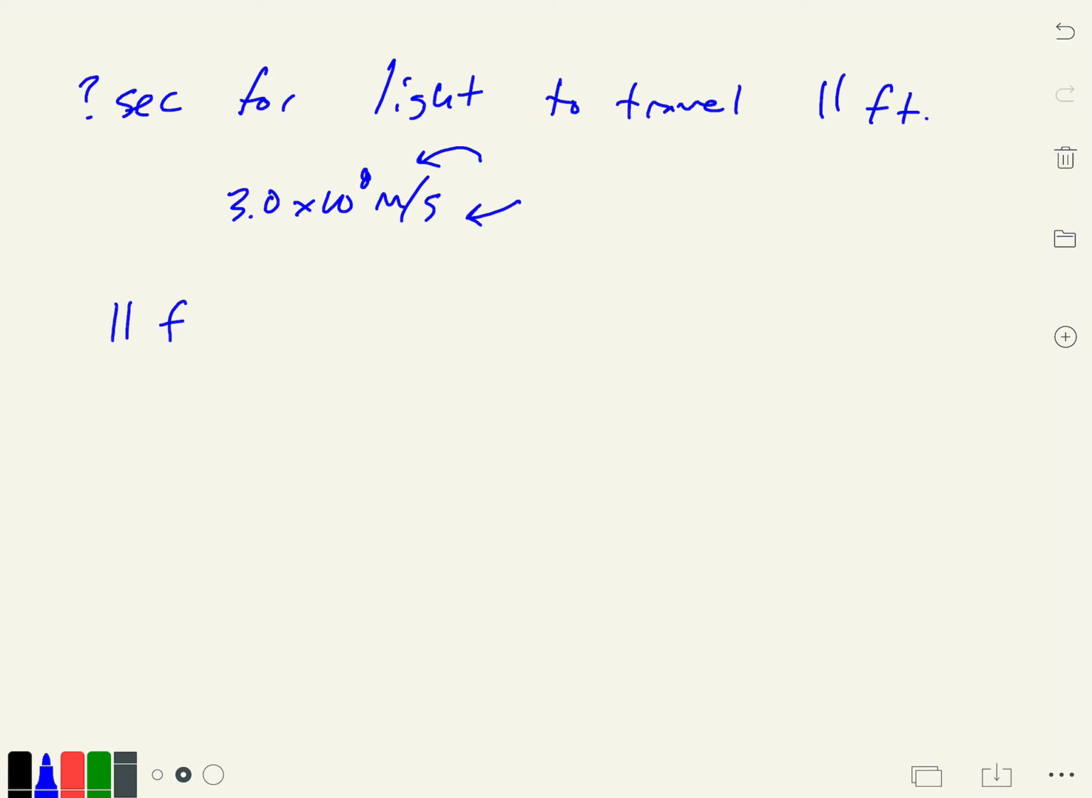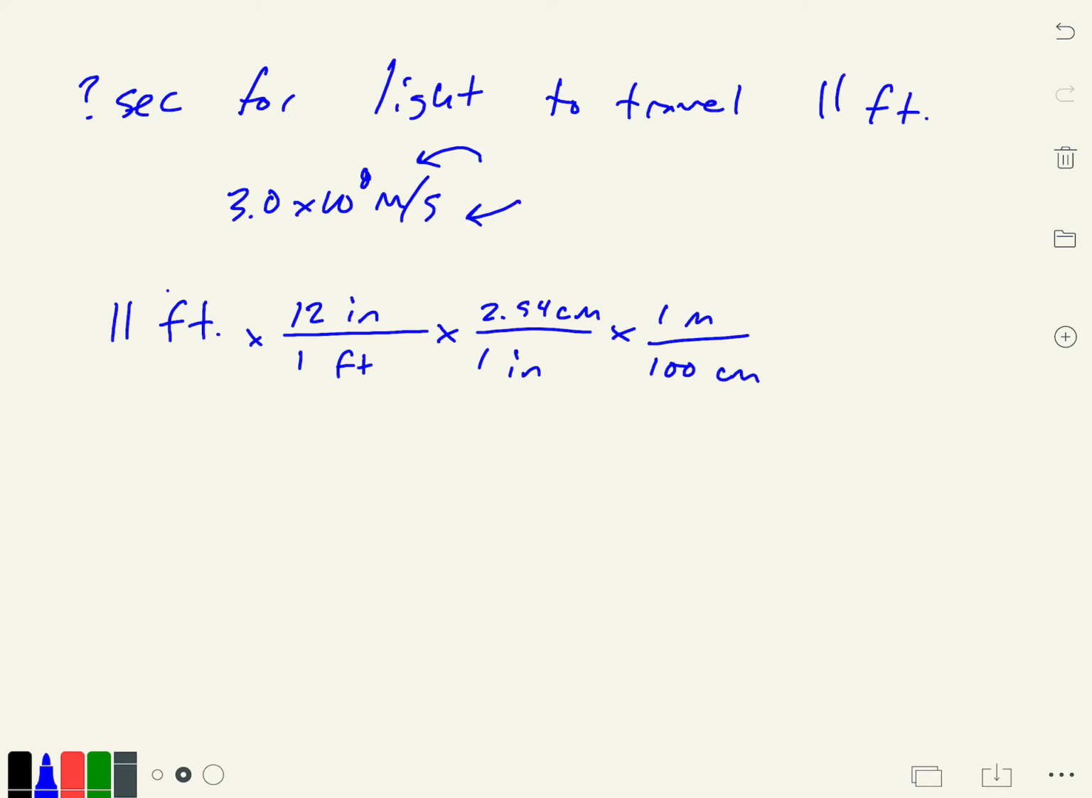So we have 11 feet, but that's not in meters. So I'm going to say in 1 foot, there's 12 inches, and in 1 inch, there's 2.54 centimeters, because every 100 centimeters is 1 meter. So that'll get me into the proper units of meters, and you can see that if I cancel my units. So now I'm in meters. Last thing I want to do is figure out the time. So it looks like it's 3.0 times 10 to the 8 meters in every second. So now that meters is also gone, we can just do the math here.